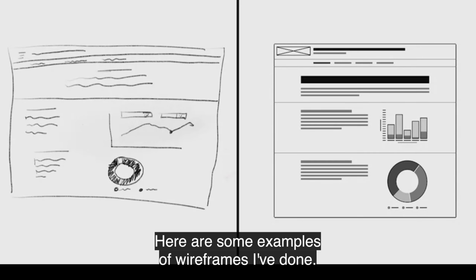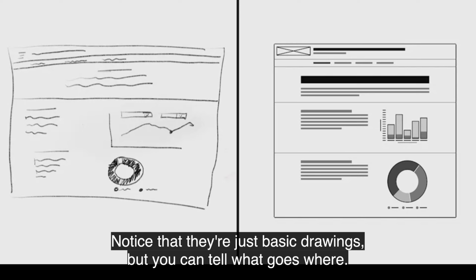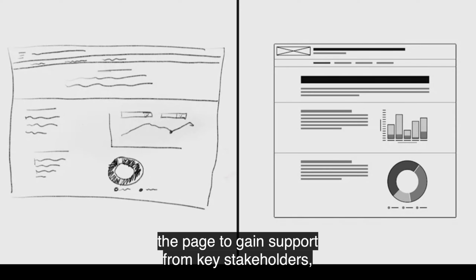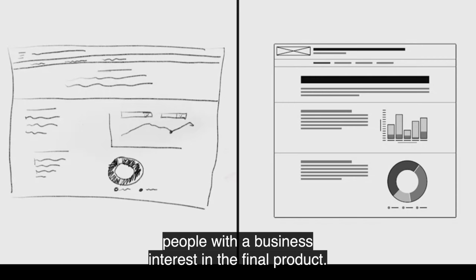Here are some examples of wireframes I've done. This is for a web page on Google's transparency report. Notice that they're just basic drawings, but you can tell what goes where. These wireframes were designed to demonstrate the basic structure of the page to gain support from key stakeholders, people with a business interest in the final product.